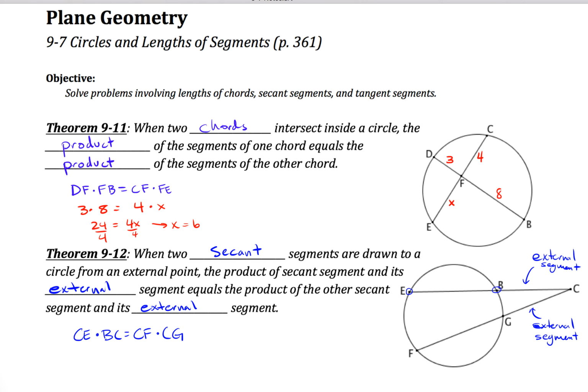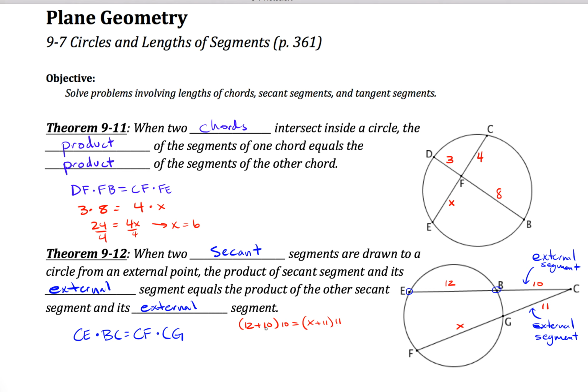So if I were going to throw a few numbers on here, let's say that was 12, and this was 10, and let's say that's 11, and that's x. So what do we have here according to theorem 9-12? Well, we would say that the length of CE, which of course is going to be 12 plus 10, times just the external part, which would be 10, that would be equal to the length of CF, which we can express as x plus 11, times just the external part, which is 11.